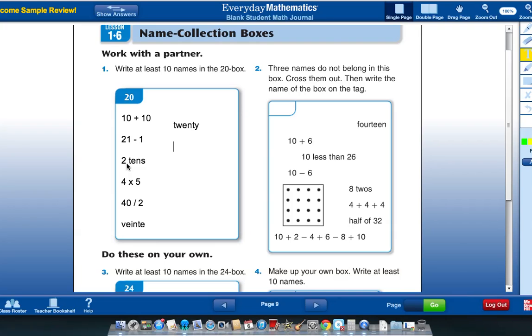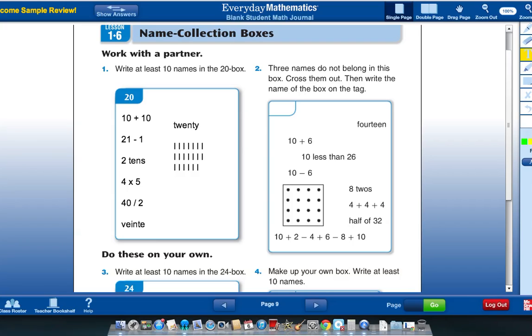Maybe we can do it this way. 1, 2, 3, 4, 5, 6, 7, 8, 9, 10, 11, 12, 13, 14, 15, 16, 17, 18, 19, 20. So that's 20. What else could we do?